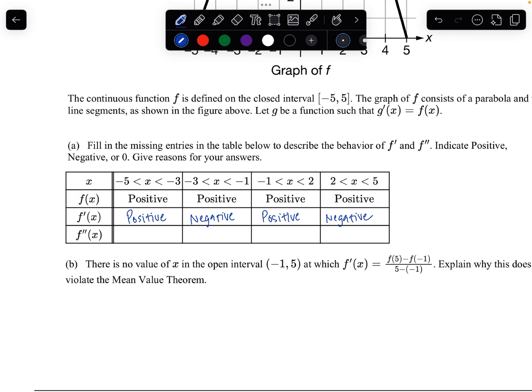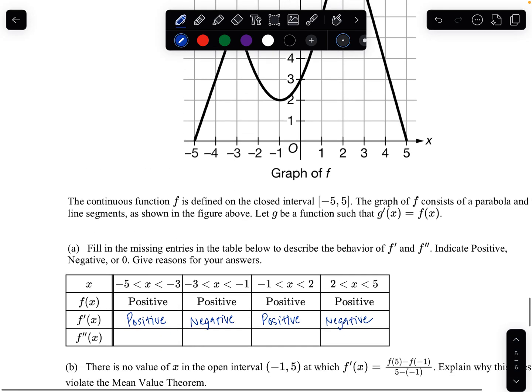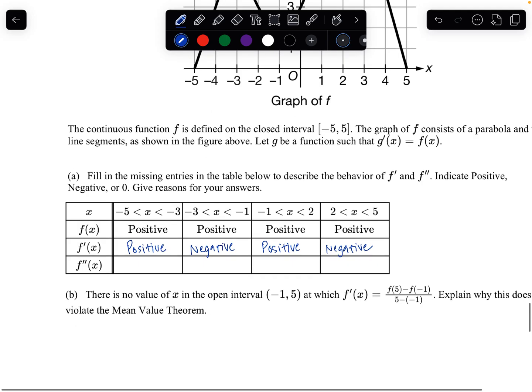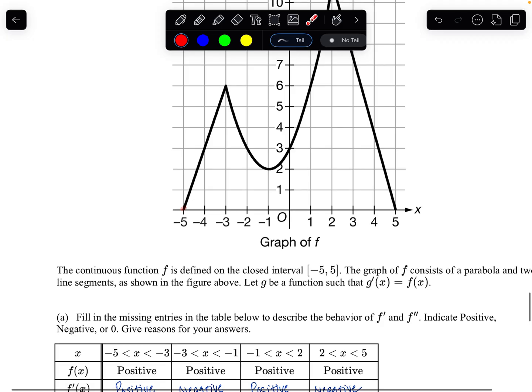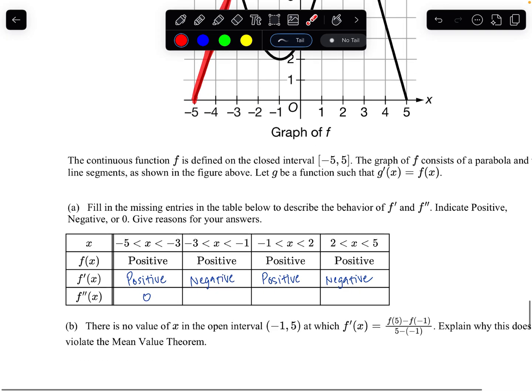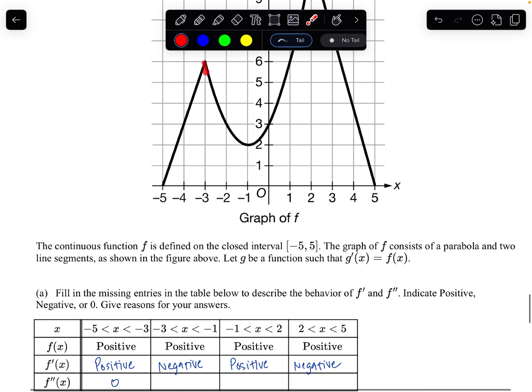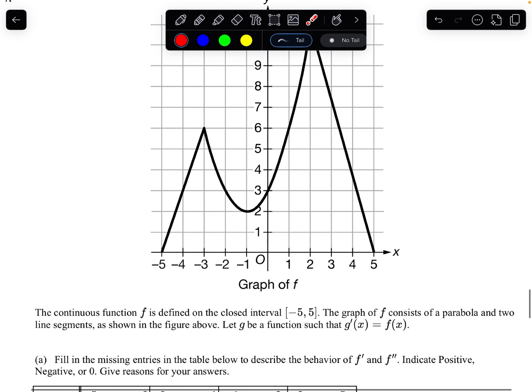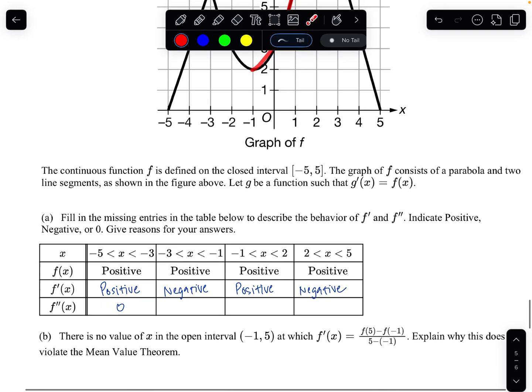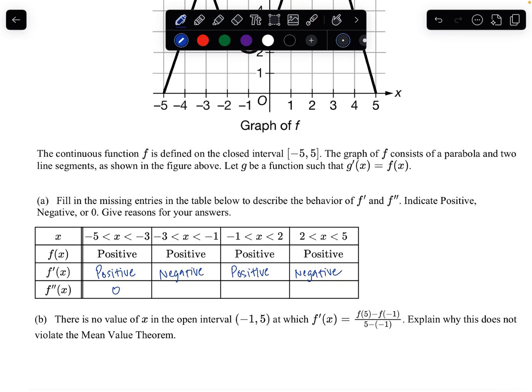For f double prime, we're going to say that the second derivative is just 0 from -5 to -3 because there is no concavity. And if there's no concavity, that means the second derivative is 0. And then from -3 to -1, and also from -1 to 2, it's going to be positive, concave up.